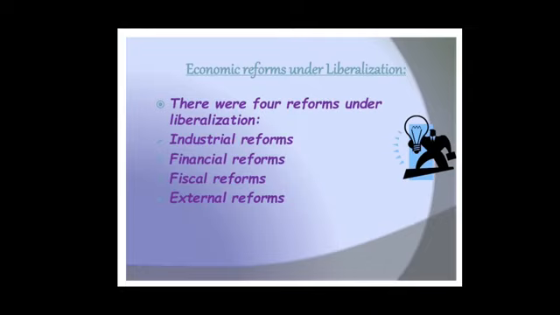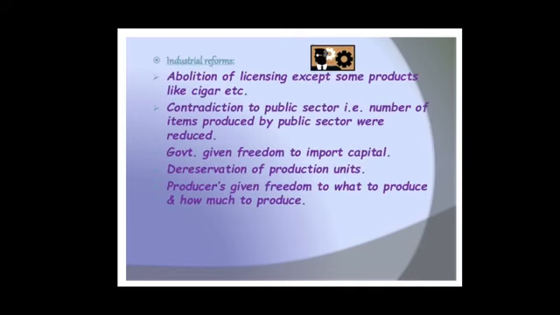The economic reforms taken under liberalization are categorized under four heads: industrial reforms, financial reforms, fiscal reforms, and external sector reforms. Now let us first discuss the industrial sector reforms under liberalization. Students, liberalization implied the deregulation of the industrial sector of the economy, that is, to minimize the government regulations and restrictions imposed on the industrial sector of India.